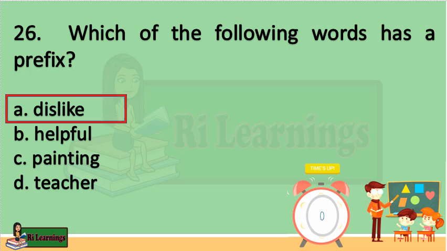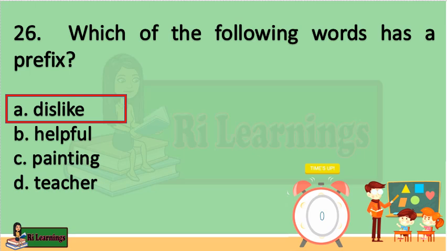The correct answer is A. Dislike. Explanation: a prefix is a word part added at the beginning of a base word to change its meaning. In dislike, the prefix dis is added to the word like, meaning not like.